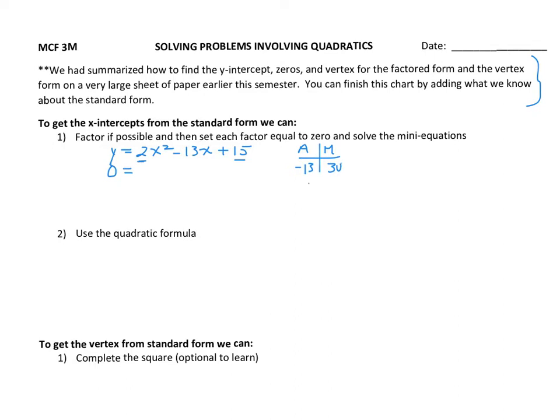So I think negative 3 and negative 10 will get a positive 30 and add to negative 13. Now I'm going to put the 10 and the 2 together. So I'm going to rewrite this as 2x squared minus 10x, and then minus 3x and plus 15. And then out of that, we pair them up for a common factor. So if I look at this first pair, I could common factor a 2 and an x. And when I divide both those terms by 2x, I get an x and a minus 5.